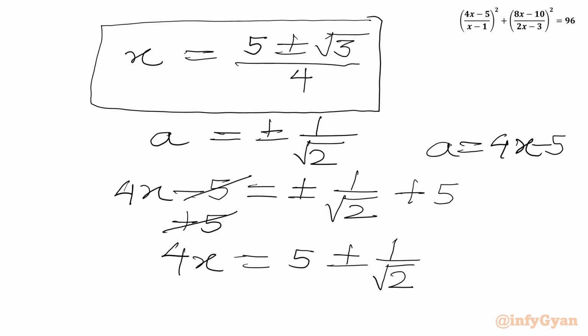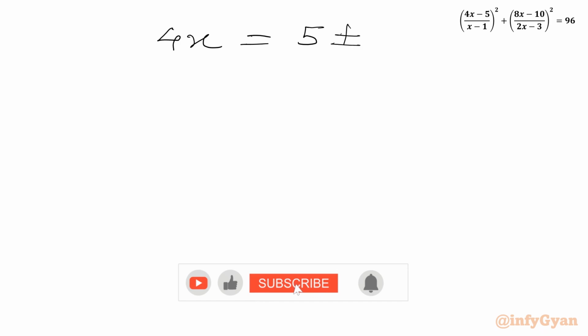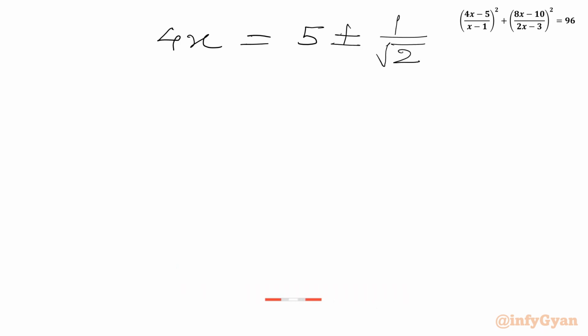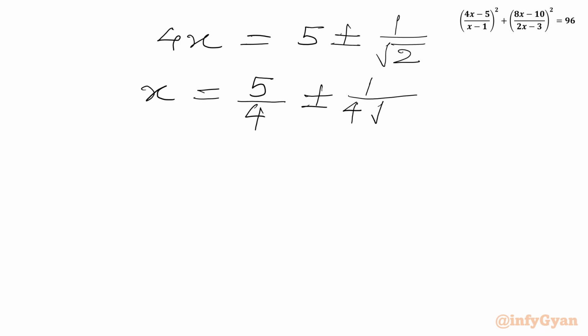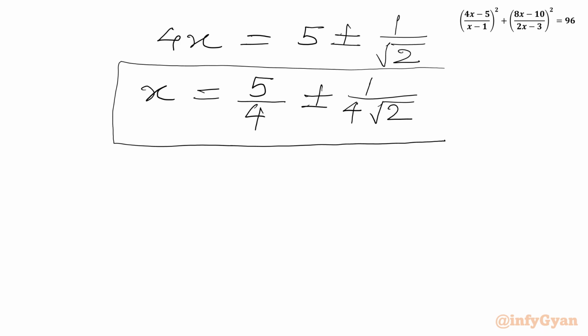Now we will divide both sides by 4. So once I divide both sides by 4, I will get x equal to 5 over 4 plus minus 1 over 4 times square root 2. So we have 4 real solutions.